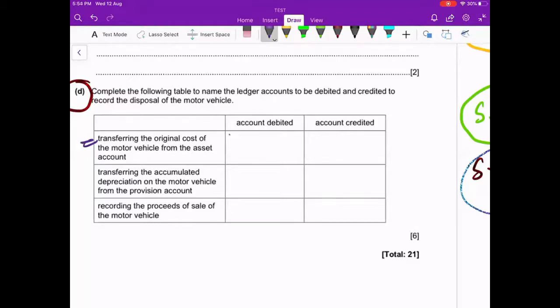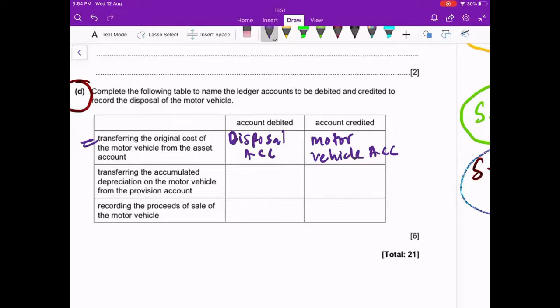So you will debit the disposal account. Credit motor vehicle account. In the exam, you cannot write short forms, you write the full account name. No short form in exam. So you will debit the disposal account, you credit the motor vehicle account whenever you transfer the original cost. Okay, next one.